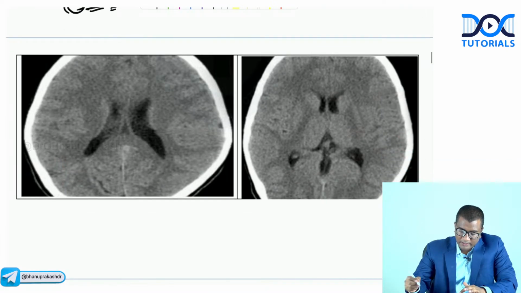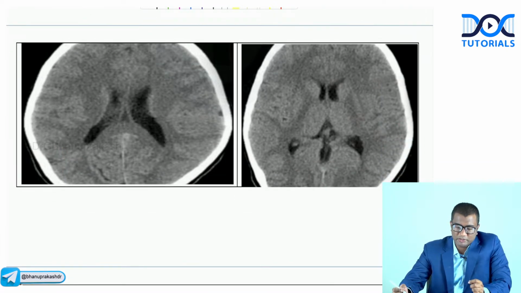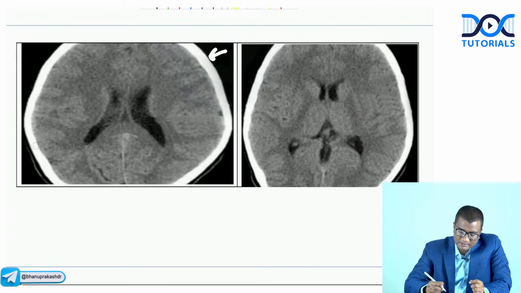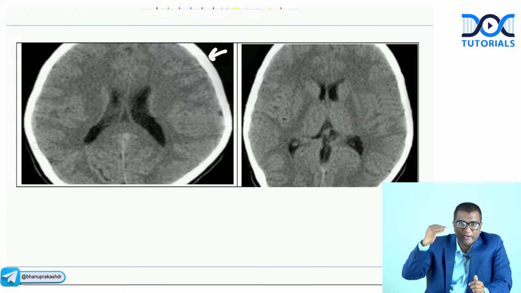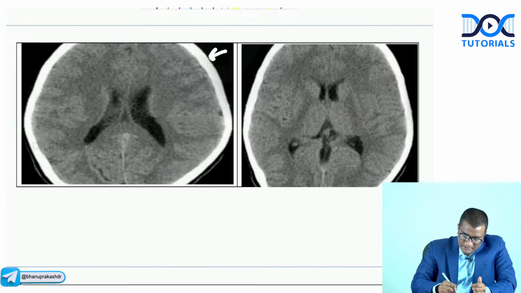Now, look at this image. In this image, you can see the bone is densely white. So this is a CT scan. Now we'll look at the CT anatomy of the brain. We'll look at the chest and abdomen sequentially. So if you look here, this is the outer gray matter. This is the white matter.